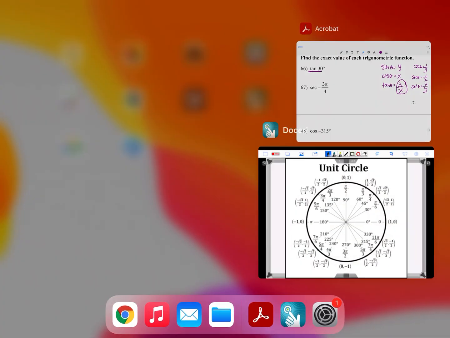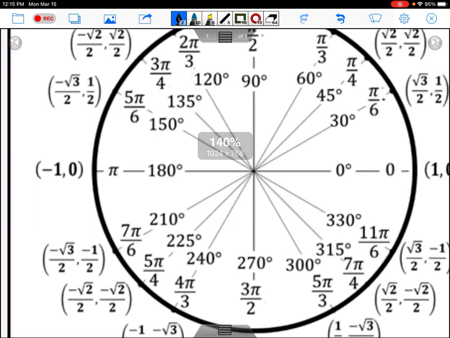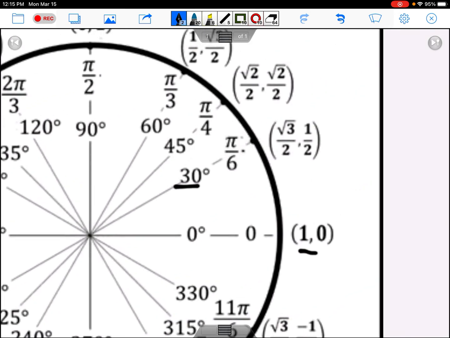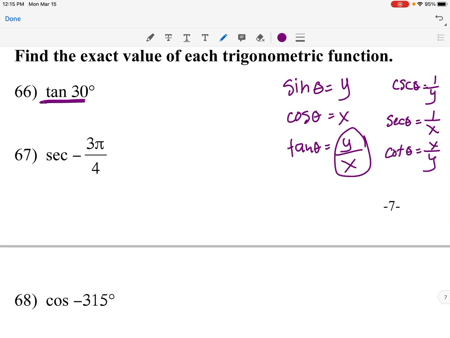So for this one, tangent of 30 is the y over the x. So if we look at tangent 30 on our unit circle, you find 30 degrees, which is right here. This is our x and our y value right here. So it's y over x, the y value divided by the x value. So this is going to be 1/2 divided by square root of 3 over 2.